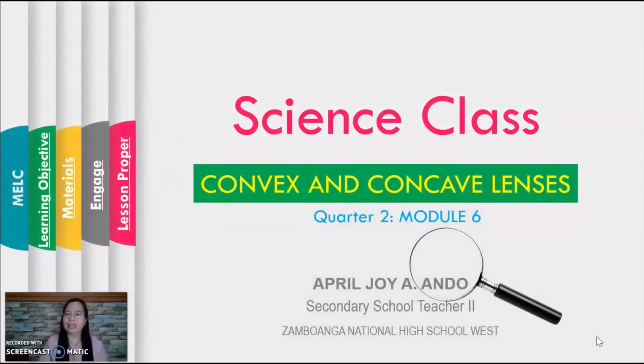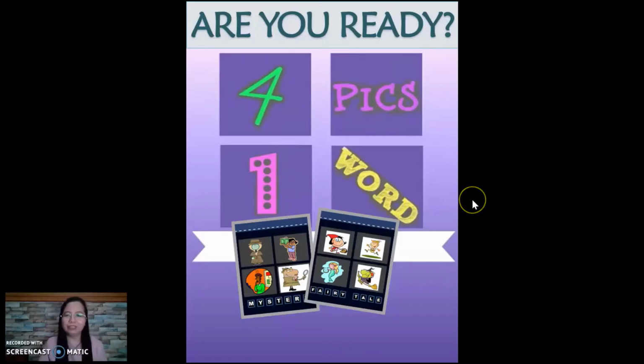Now, let's play a game. This game is very familiar to you all. Most of you have already played this game over and over again. The game is called 4 Pics, 1 Word. I will be showing you 4 pictures and you will guess the common word among all these pictures. We will have 3 rounds, and each round you will be given 5 seconds to guess the word. Are you ready?